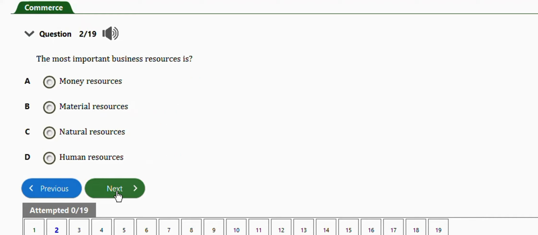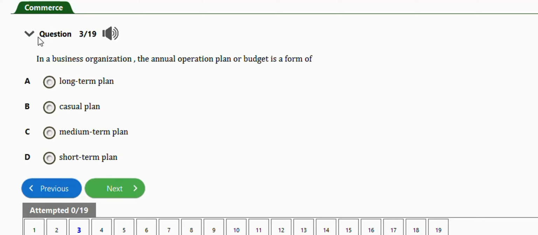Alright, next question. This one says the most important business resource is human resources, option D. Okay, next question. In the business organization, the annual operation plan or budget is a form of a long-term plan, casual plan, medium-term plan, short-term plan. Right answer is option D, short-term plan.